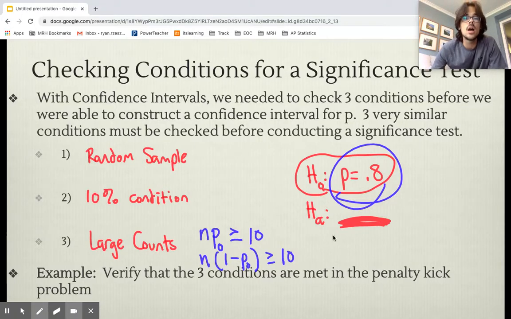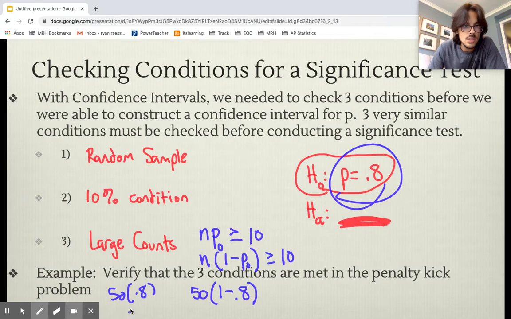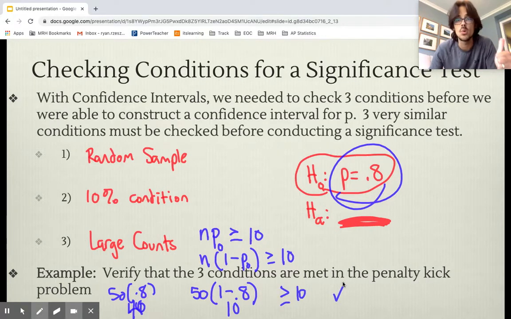Okay? So how would we check these 3 conditions in our penalty kick problem right here? I'm just going to rattle them off for the first 2. It's a random sample, or supposedly somehow we got a random sample of 50 kicks. And 50 is certainly less than 10% of all the kicks that he could possibly make. When I check that 3rd condition, I would check 50 times, and I got to use my 0.8 for this. So I would check this, and I would check this. This guy is 40. This will be a 10 right here. Both of those are greater than or equal to 10. So we're good to go.